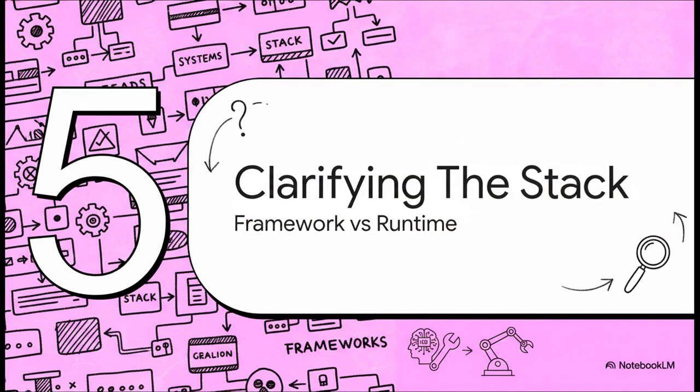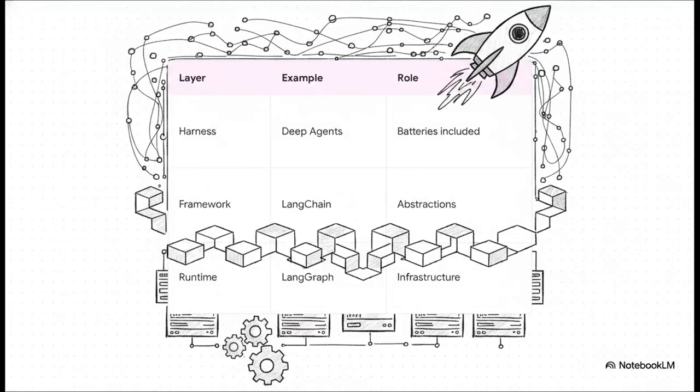Okay, Section 5, Frameworks, Runtimes, and Harnesses, clarifying the stack. To cut through all the confusing terminology floating around out there, it really helps to read the stack from the bottom up. At the base, you've got low-level execution runtimes like LangGraph, which handle the infrastructure and persistence. Sitting right above that, architectural frameworks like LangChain give you mental models and abstractions. And finally, at the very top, sit highly opinionated batteries-included agent harnesses like deep agents.